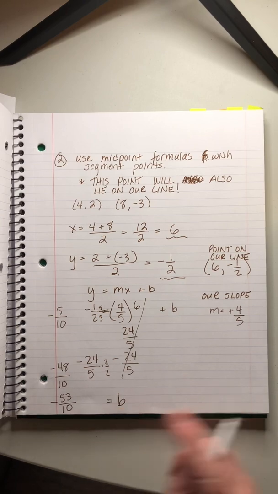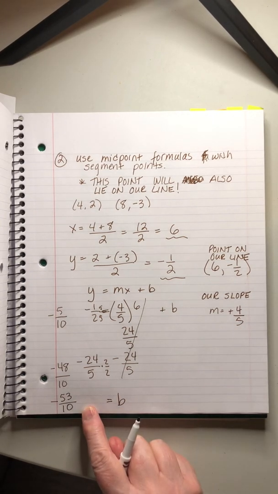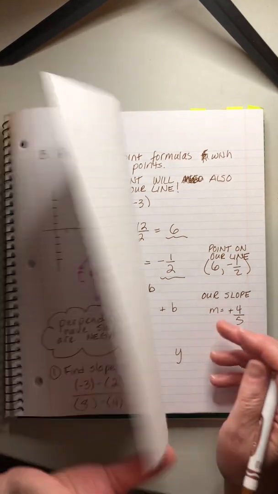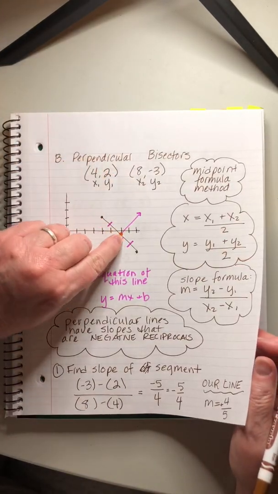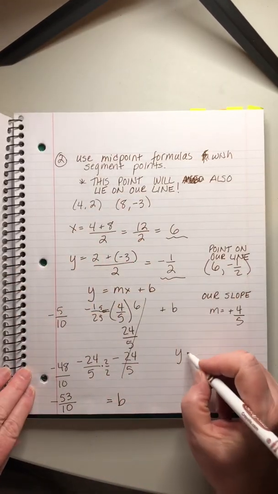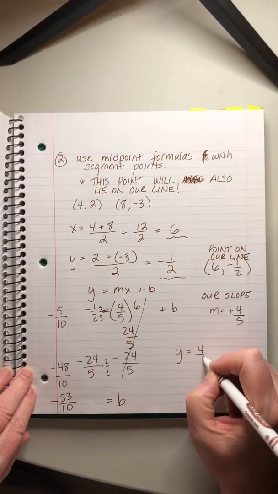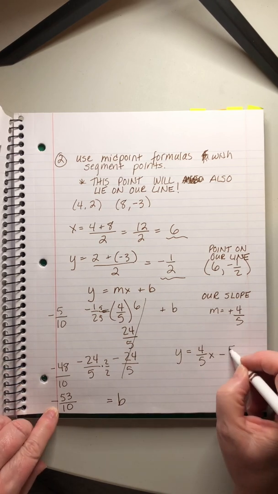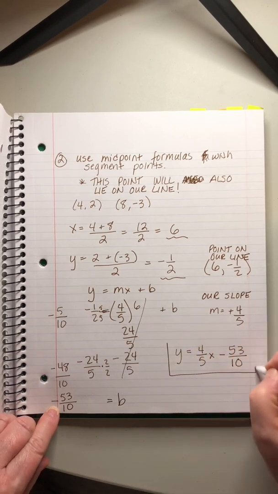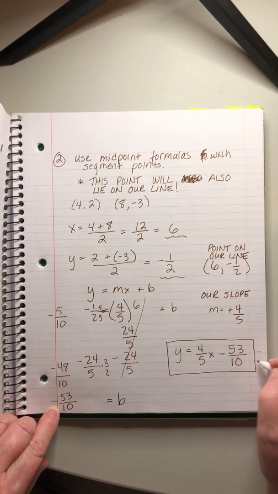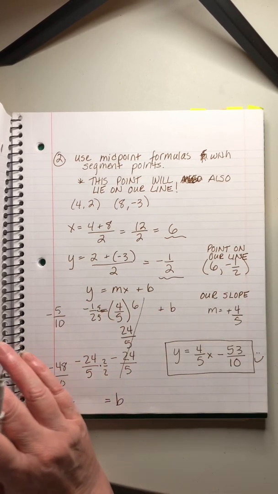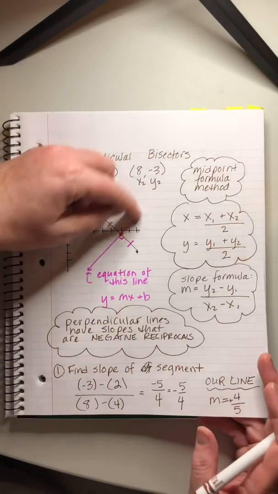And so now we take our slope and our value for b, and we write the equation of our line that is a perpendicular bisector of that segment: y equals 4/5x minus 53/10. So complicated and long, but super fun to use all these tools together to make it work. All right, so that's the equation of the pink line.